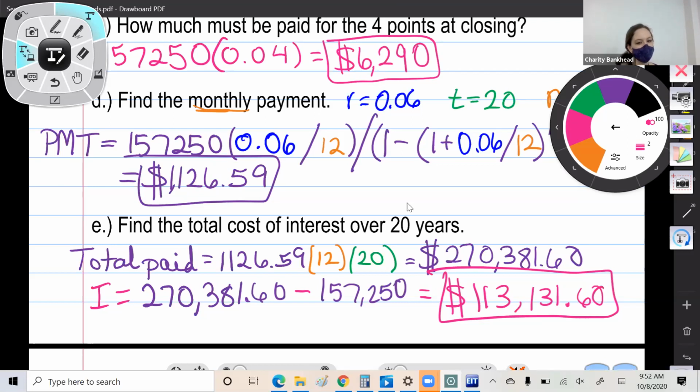Because anytime, regardless of what the problem is, if you want to find the total amount of interest, you can always figure out the total amount that you paid and subtract the principal, which is the amount you borrowed. And that always equals the amount of interest, no matter what kind of problem it is. So yeah, you borrowed $157,250. That's what you borrowed, but you actually paid $270,000. And the reason for that is because the difference between those two amounts is the interest.